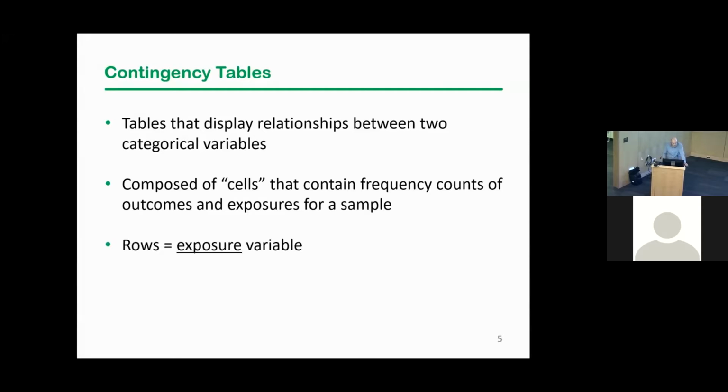Generally, for a contingency table, the rows are your exposure variable, and the columns are your outcome variable. An exposure is just another word for a risk factor. So if you're doing a regression analysis, you may have multiple risk factors and one outcome. Depending upon study design, you may have multiple outcomes. But in general, when you're doing a contingency table, the rows are your exposure and the columns are your outcome.